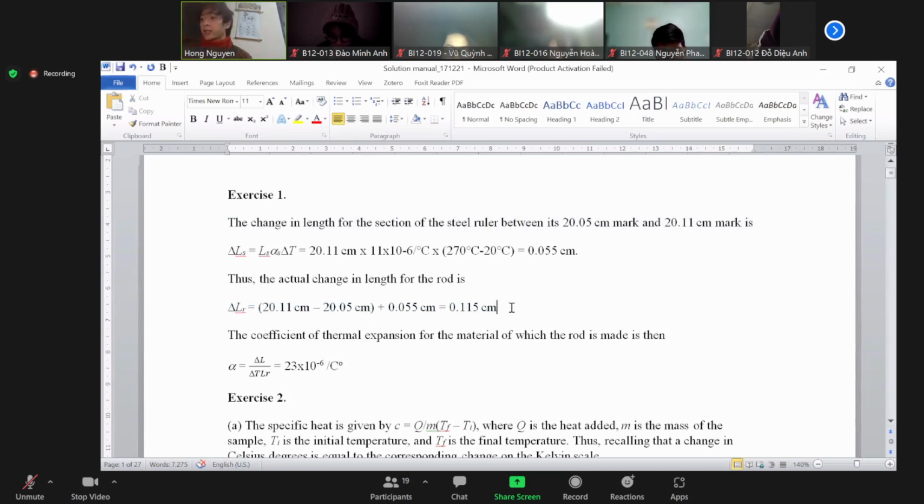So I thought that 20.05 was the initial length of the steel ruler. Actually, it was of the rod. Anyway, the result doesn't change much, and you should be able to find 23 times 10 to the power minus 6 per degree Celsius. So this is the coefficient of thermal expansion. This is the question 1. Now we go to the question 2.